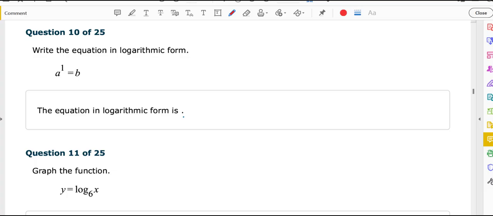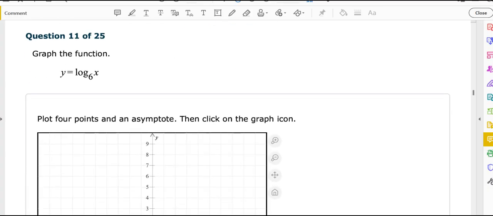Question 10, write the equation in logarithmic form. So now they've given you exponential form and you have to go back to logarithmic. So you're going to do the base and then circle around. So you're going to write log base A of the number B equals 1. Number 11, graph the logarithmic function y equals log base 6 of x. Plot 4 points and an asymptote.